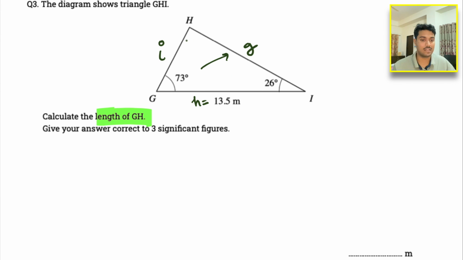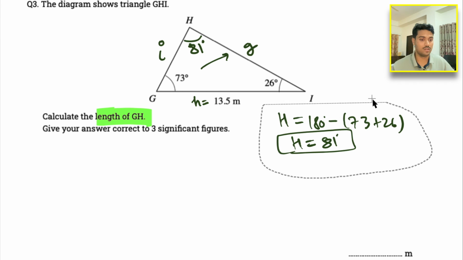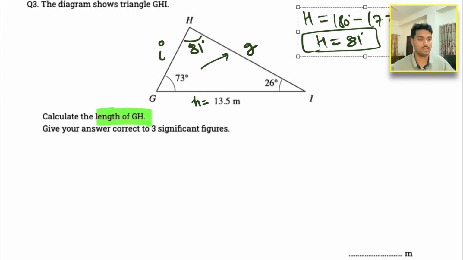But we have two angles given to us, that means we can find the angle H. So angle H will be 90 degrees minus the sum of these two angles, which is 73 plus 26. So angle H is going to be 90 minus 73, sorry, not 90, it is going to be 180 degrees. Angle sum property of the triangle is 180. So 180 minus 73 minus 26, and that is 81 degrees. So angle H is 81 degrees. I can write 81 degrees over here, and let me write it here to save the space.